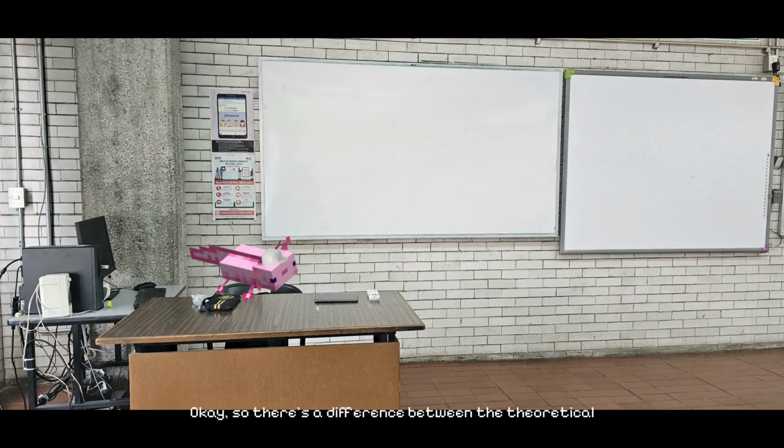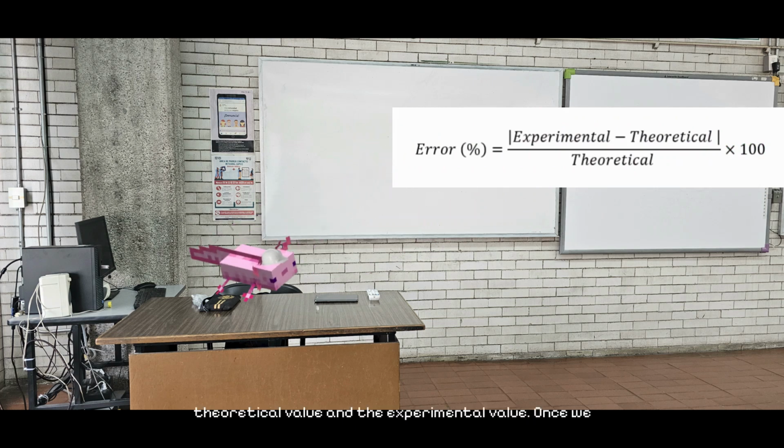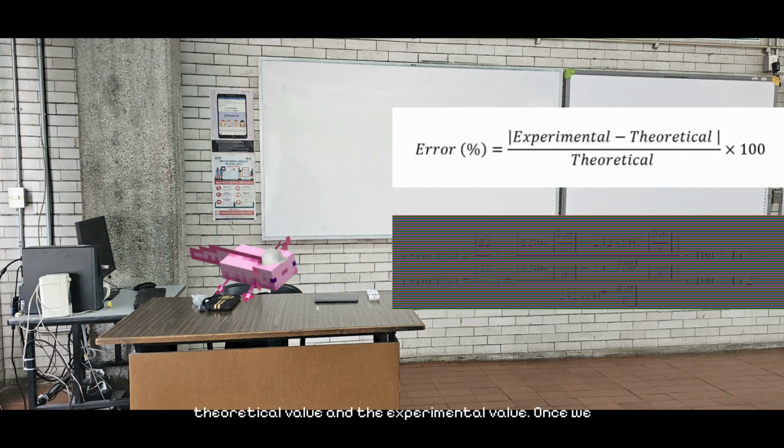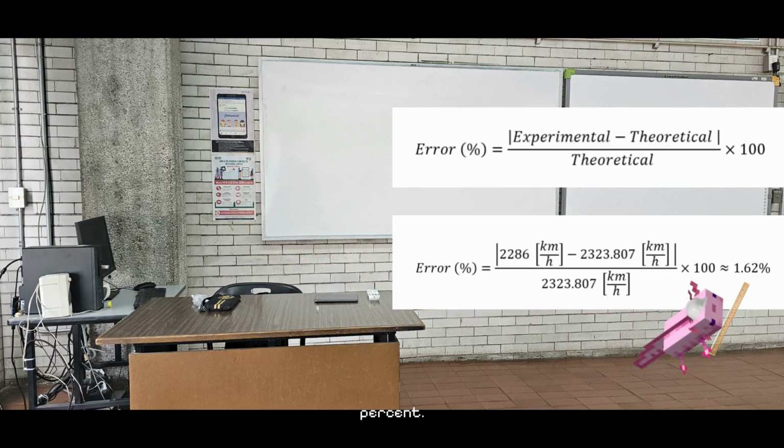Okay, so there's a difference between the theoretical velocity and the experimental velocity. If we plug these values into this equation, we can get an error in percentage between the theoretical value and the experimental value. Once we do all the math, we get a variation of 1.62%.